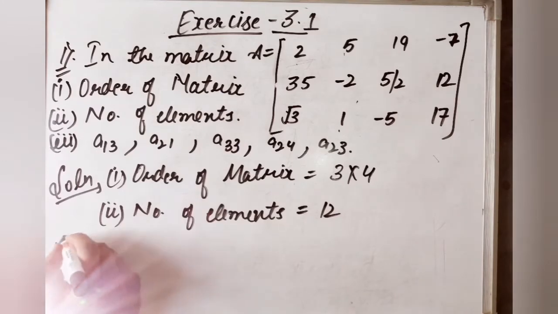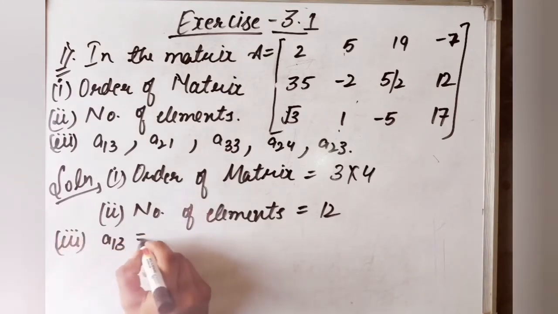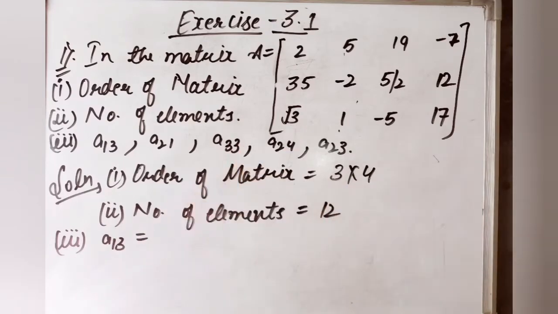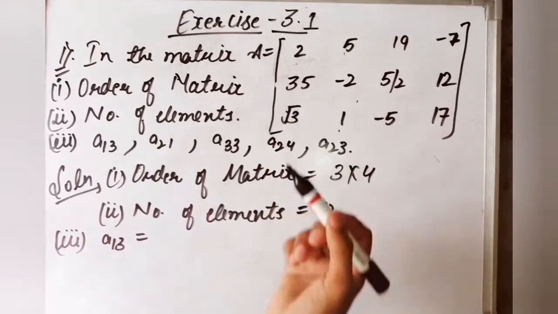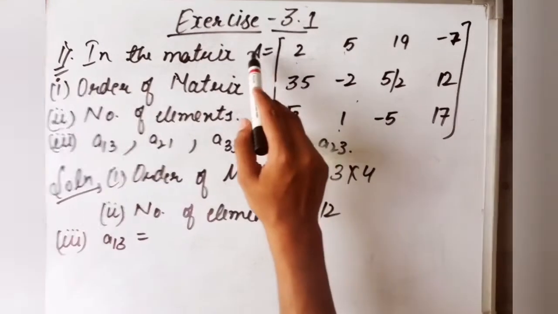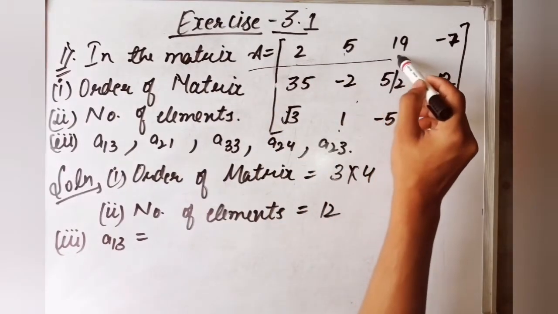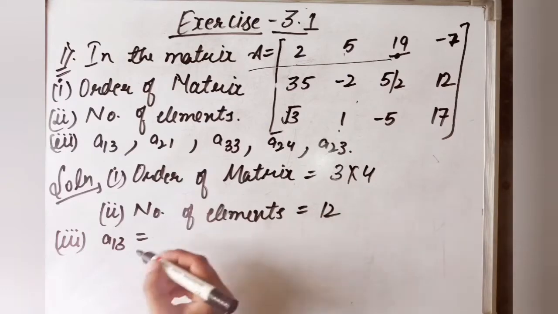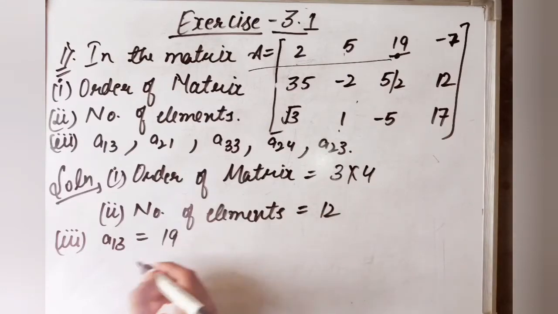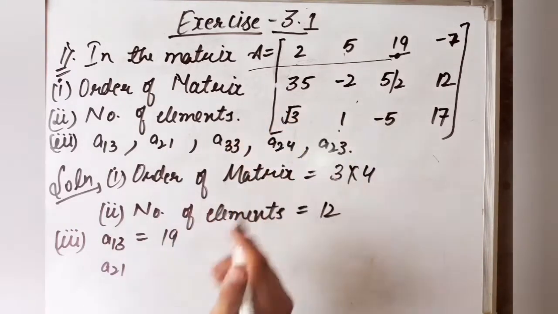Now we need to find out a few entries, which are a13. A13 means the element which is present in the first row and the third column. So let's see what is the element present in the first row and third column. This is the element which is a13. Now let's have a look at a21, the element present in the second row, first column, that is 35.